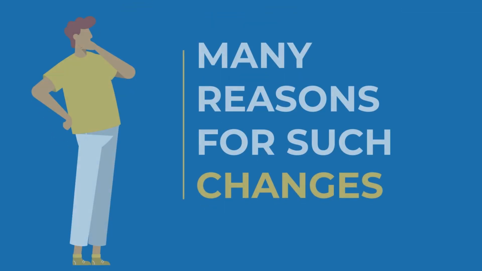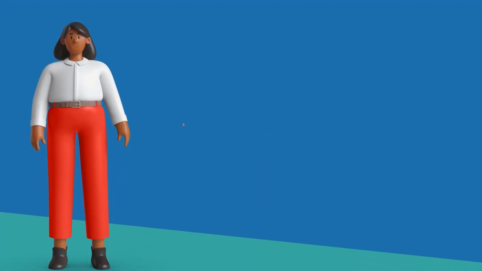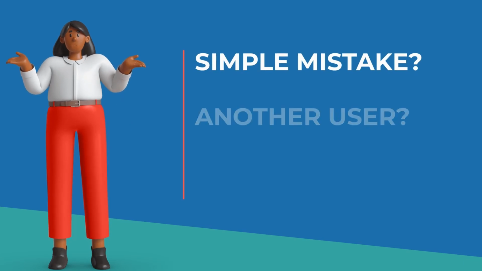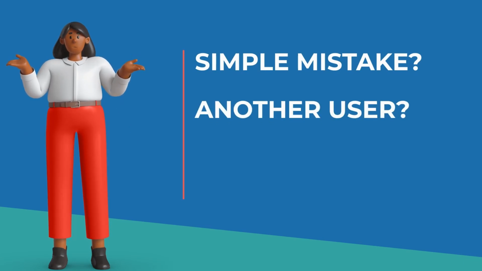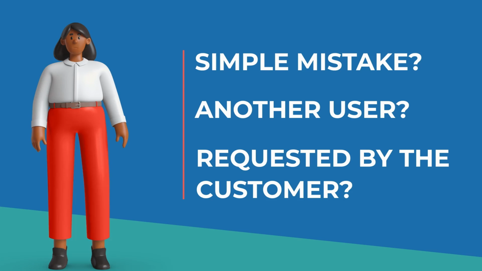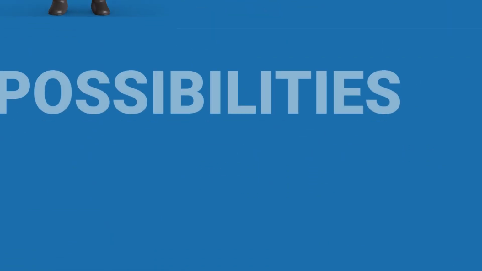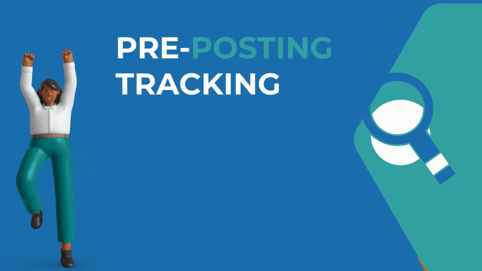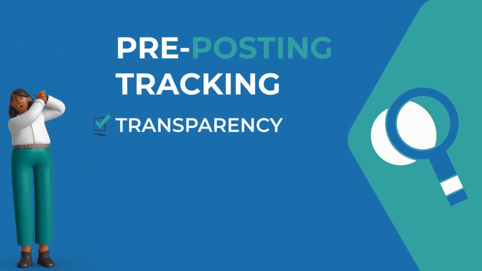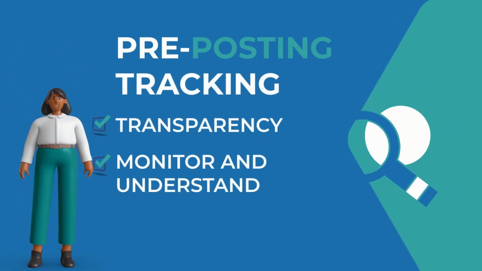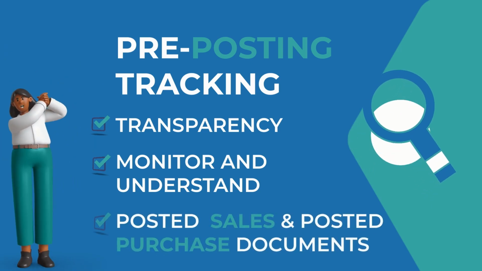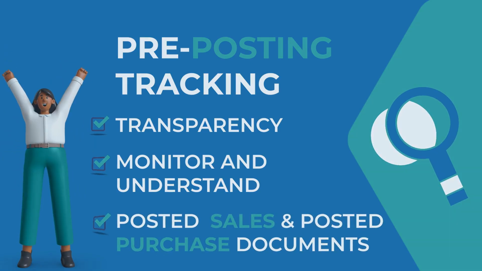There could be many reasons for such changes. Perhaps our sales agent made a mistake initially, or another user with access made the change. It's also possible that the customer requested the modification. The possibilities are endless, but one thing is certain. With pre-posting tracking, you get complete transparency, allowing you to monitor and understand any past modifications related to both posted sales and posted purchase documents.